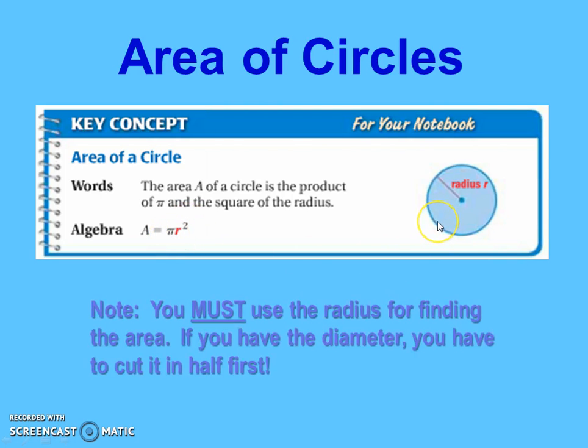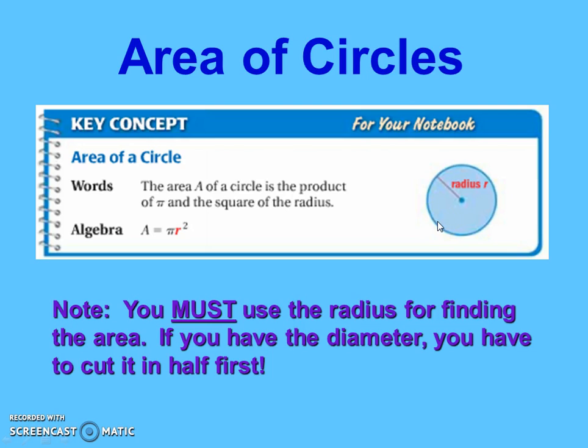This means that you have to have the radius to find the area. If you are given the diameter of a circle, you have to cut it in half to get the radius before you're able to plug it into the formula.